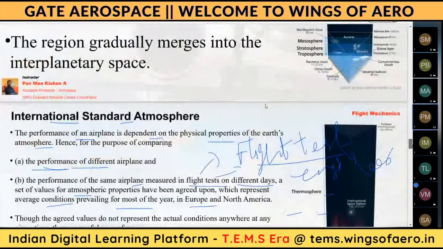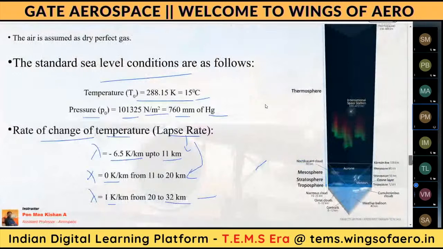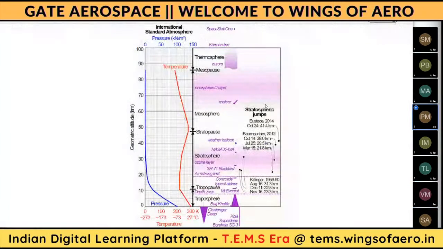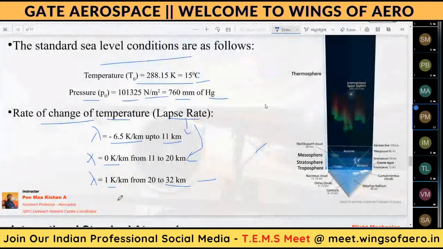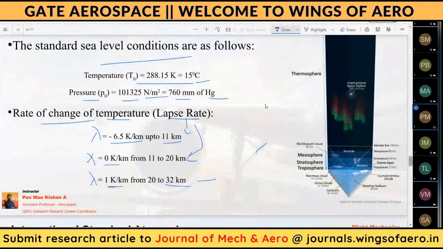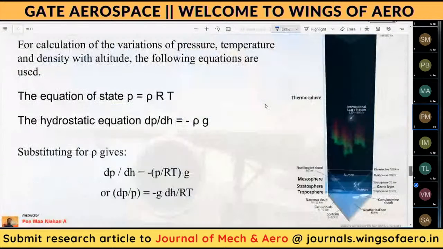So in the range of 20 to 32 kilometers, the temperature is rising, right, sir? Yes. Okay. 20 to 30 kilometers, they will be rising with a rate of 1 Kelvin per kilometer. Okay.